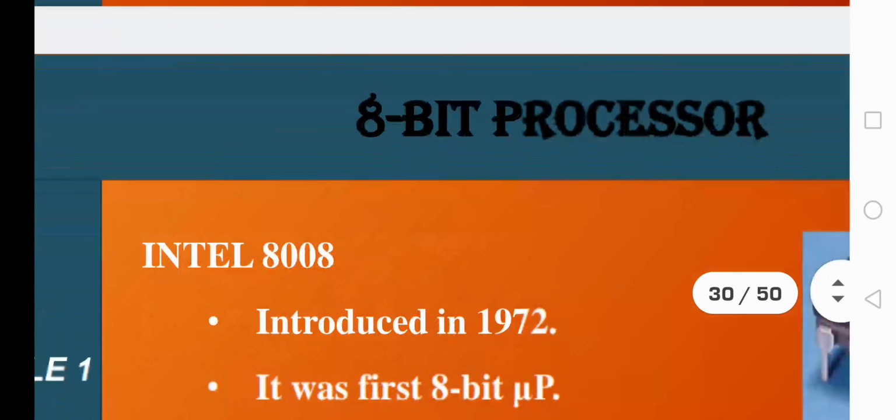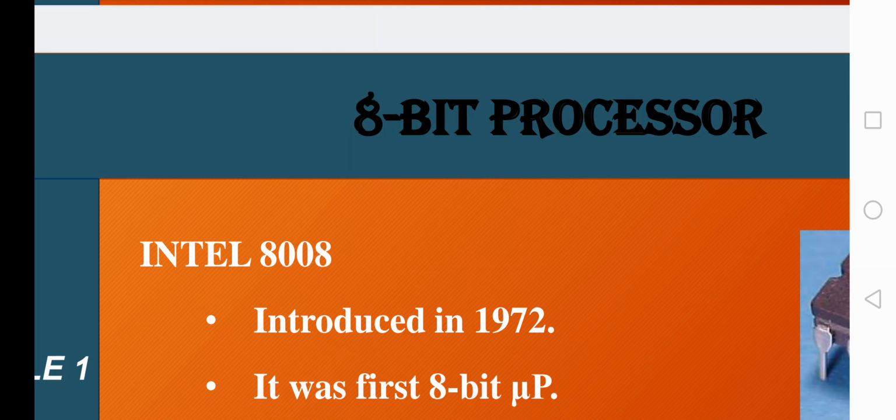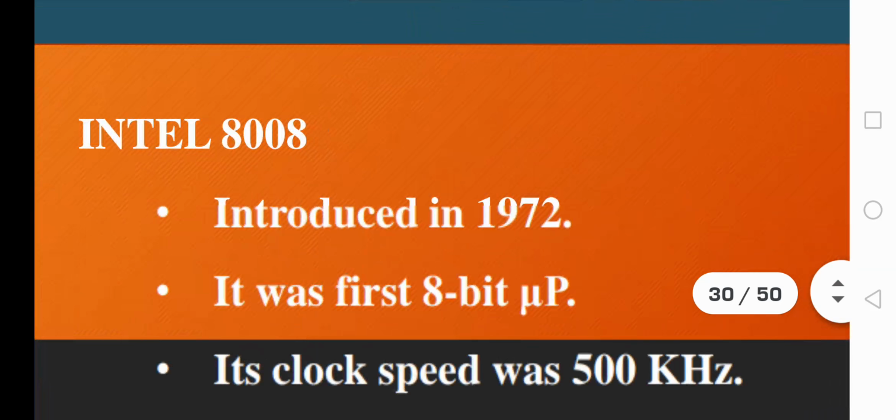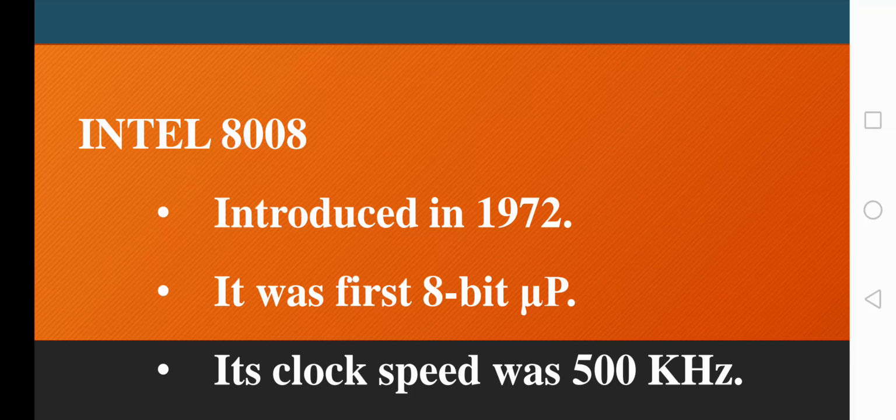The next category of microprocessors are 8-bit microprocessors. We are going to study based on the capacity of a microprocessor. That is, now we are going to look at those processors which will be able to process 8 bits of data at a time. Such kinds of microprocessors are called 8-bit microprocessors. The first 8-bit microprocessor that they invented was 8008 in the year 1972. That means this 8008 microprocessor is able to process 8 bits of data at a time.